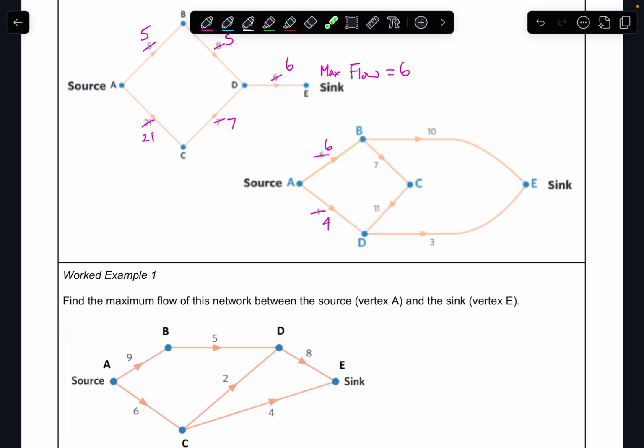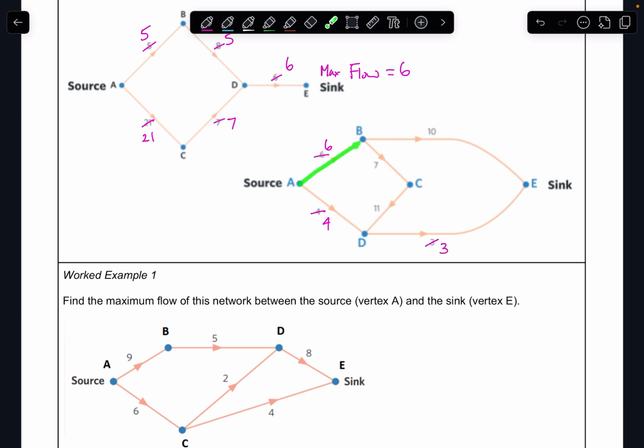Now coming out of B, I've got 7 and 10. This is where you've got to look a little bit further. If I've got 6 going through here, 7 coming out, 11 going down, I've got this 4 coming down, but I've only got 3 going out, don't I? So I've actually got enough coming from this 4 to get maximum capacity coming out this way. So I'm going to take that 4 and say I've got a maximum of 3 coming out here.